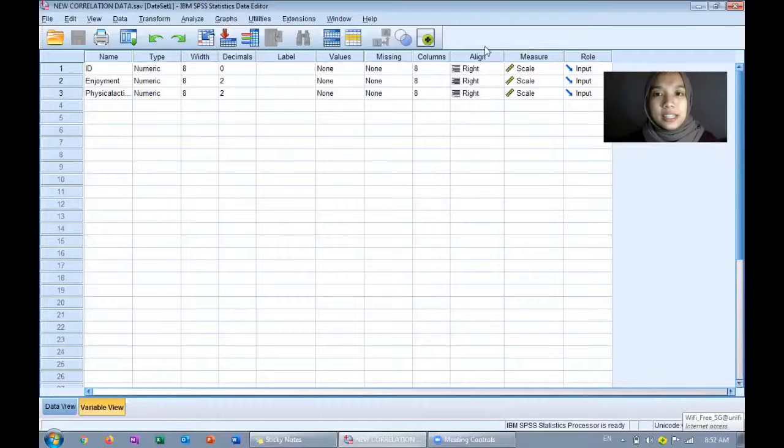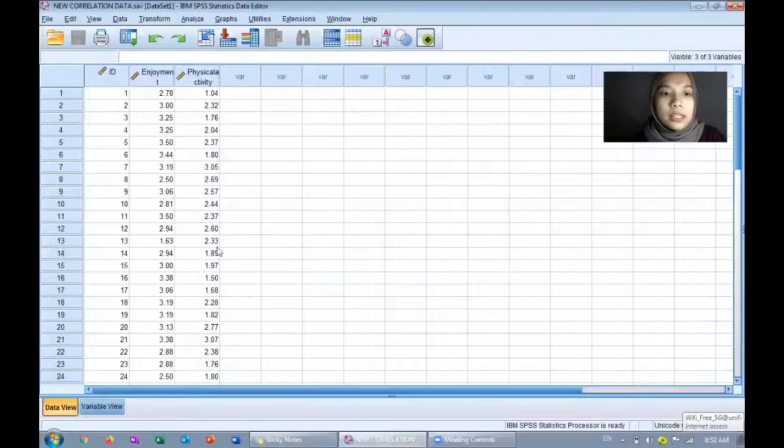So this is the variable view for this data. For enjoyment, I put scale. Physical activity, the measurement is also scale. There are two decimal places for these two variables, and this ID is the respondent. I have 51 respondents. So this will be the appearance of this data.